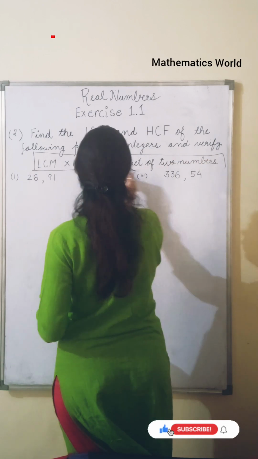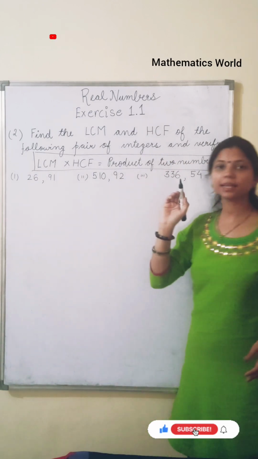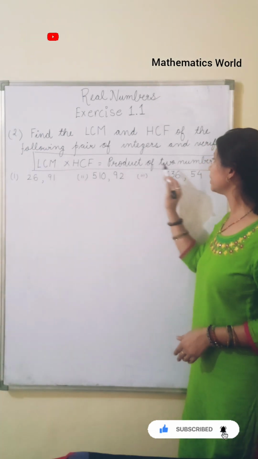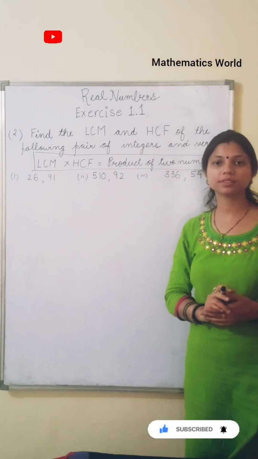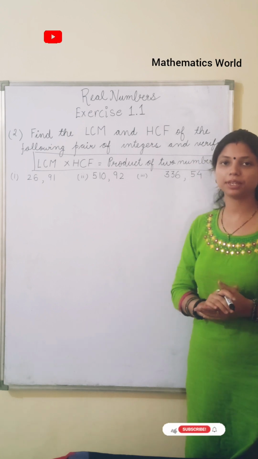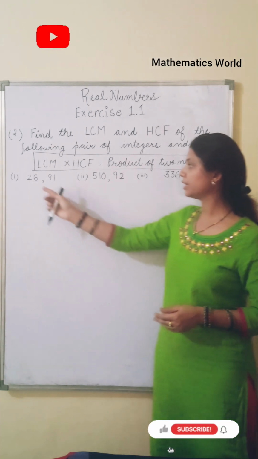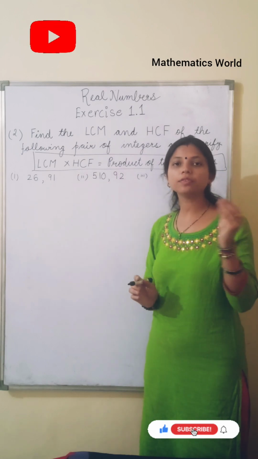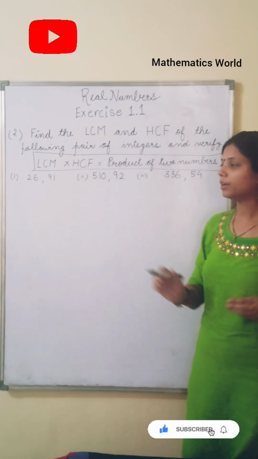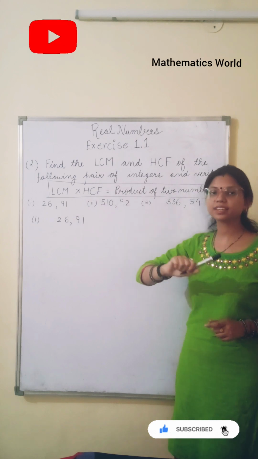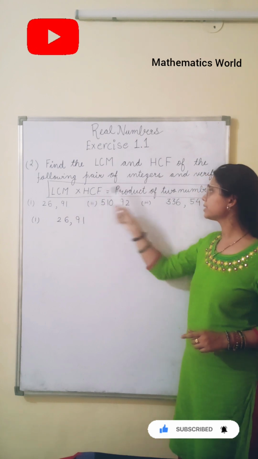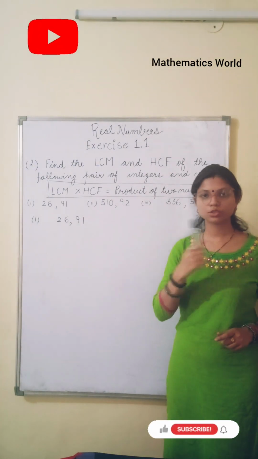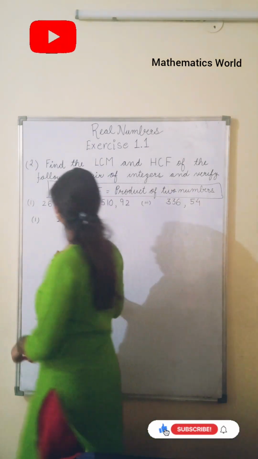We have done this property in our concept class. LCM into HCF is equal to the product of the two numbers. So we have to verify this property. Firstly, we have to find out the LCM and HCF of these pair of integers. After finding out the LCM and HCF, we have to verify that LCM into HCF is equal to the product of these two numbers. So let's find out the LCM first.